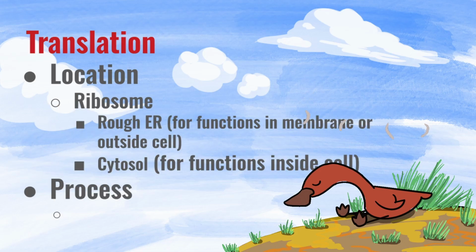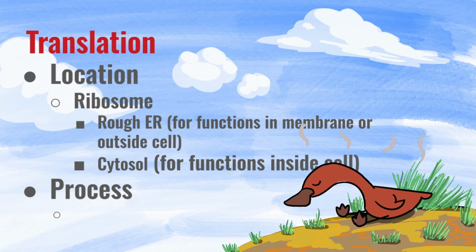Now moving on to translation. This is part 2 of the protein synthesis. So the first question is, where is it taking place? The most basic answer is the ribosome. But this question can get tricky because it actually depends on what is being asked. In general, if you say the ribosome, that'll work.